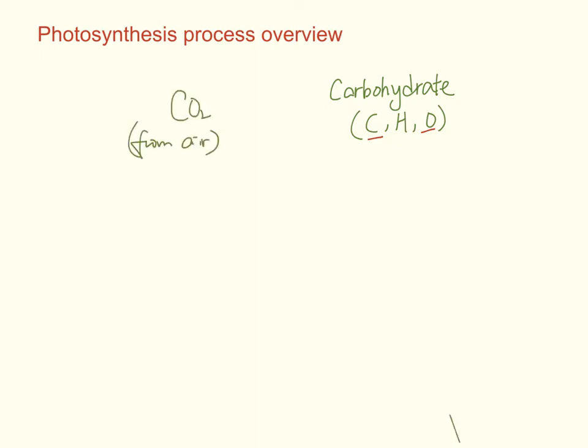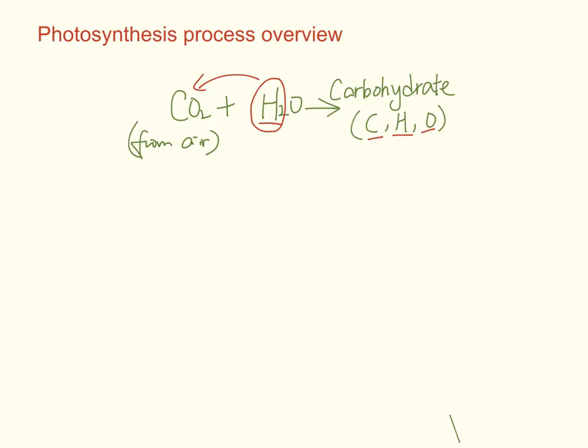This video gives an overview of the process of photosynthesis. The purpose of photosynthesis is to make carbohydrates, which contain C, H, and O. The C and the O in carbohydrates come from CO2 in air, and that's why CO2 is needed in photosynthesis. The H comes from water. The H in the H2O will combine with the carbon dioxide to form carbohydrates.